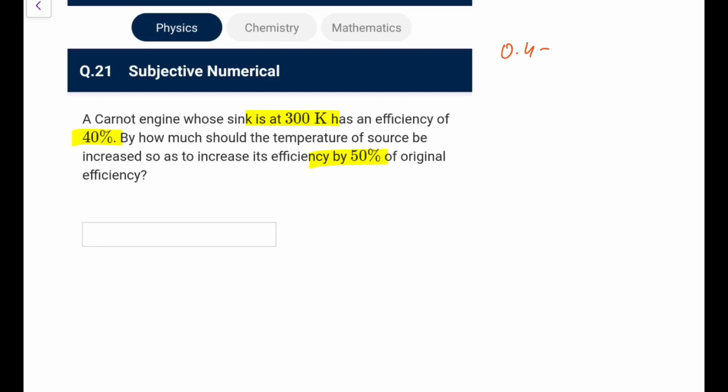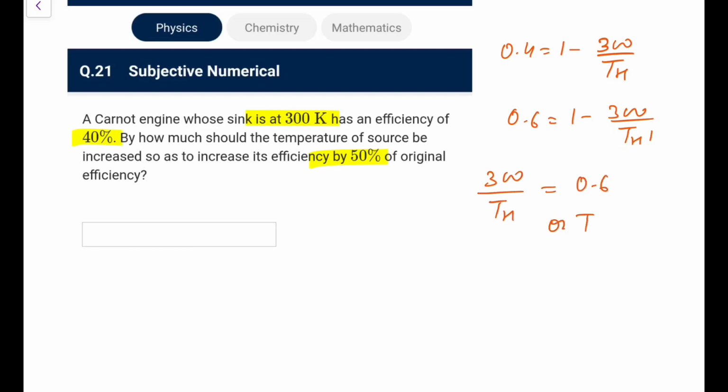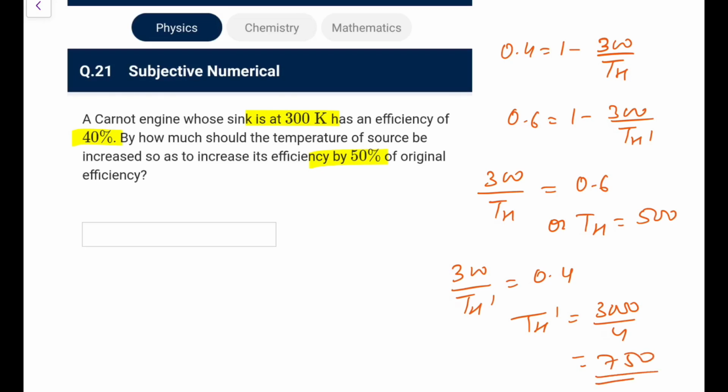So initially 0.4 is 1 minus 300 by Th. Now by how much it has to be increased, so what you need, 0.6, that is 1 minus 300 upon Th dash, I can say. So from both equations what I can say, 300 upon Th initially was 0.6, or you can say Th initially was 300 upon 0.6, that is 500. From the second, 300 upon Th dash comes out as 0.4, or Th dash comes out as 3000 by 4, which comes out as 750. So its temperature should be increased by 250 Kelvin.